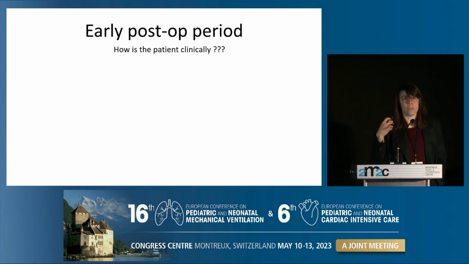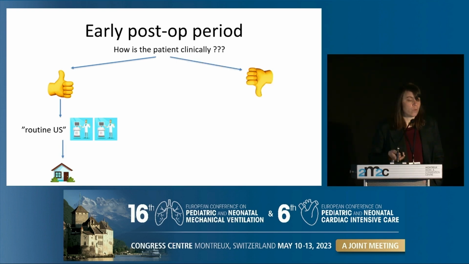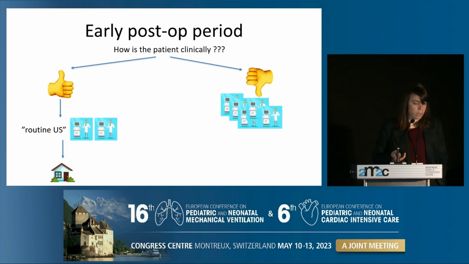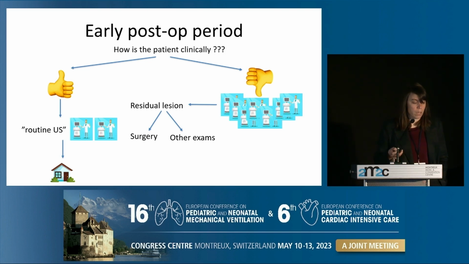Once you decide the TOE is acceptable, the patient goes to the ICU. Then when do you assess for residual lesion? So if the patient is clinically well, then he probably will have another routine echo, 1, maybe 2, and then he's discharged home. You're not going to bother with that. So if he's not doing clinically well, you do 1 echo, 2, 3, 4, 5, 6, 7, 8. You do all those echoes, and then maybe you find residual lesions, and then you go to surgery, or you need to do other exams to decide to go to surgery. Or you don't find any hints of a residual lesion on echo.